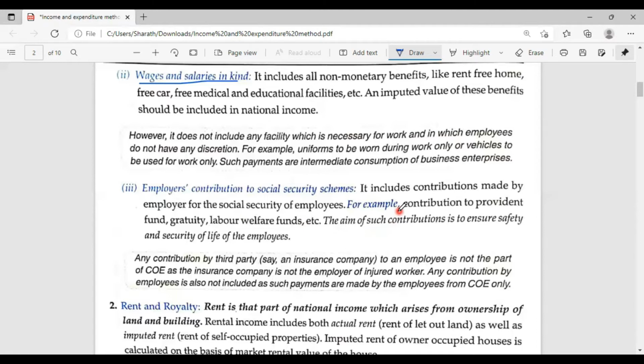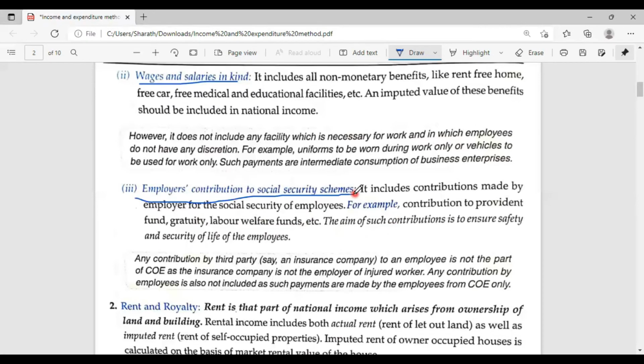One more note: if any such schemes are offered by a third party, for example an insurance company, they cannot be treated as part of COE. When an employee is contributing to any social security schemes, that cannot be treated as part of COE. Here we are only going to consider the employer's contribution. Fine. The next one is the second component in the income method.